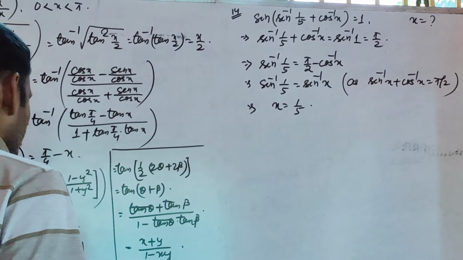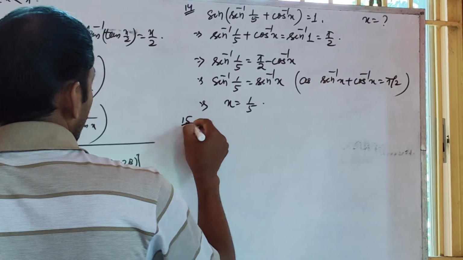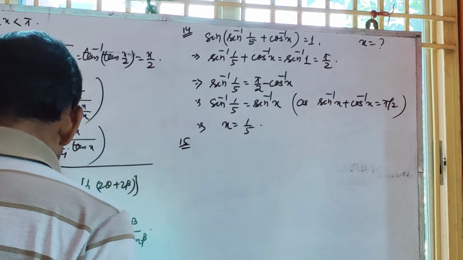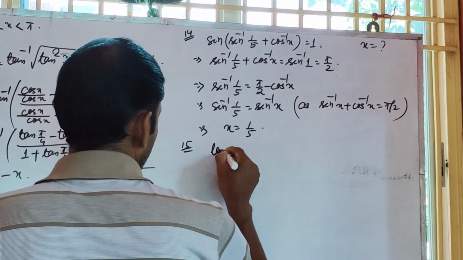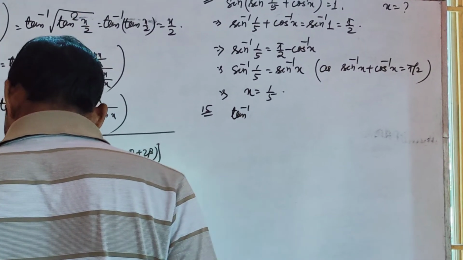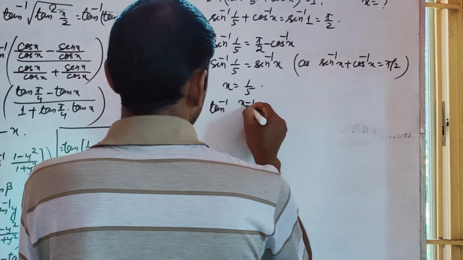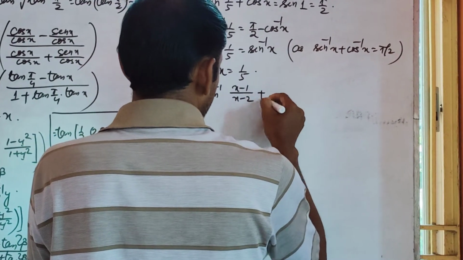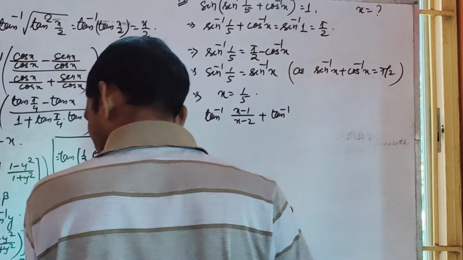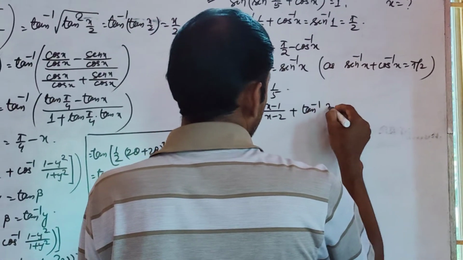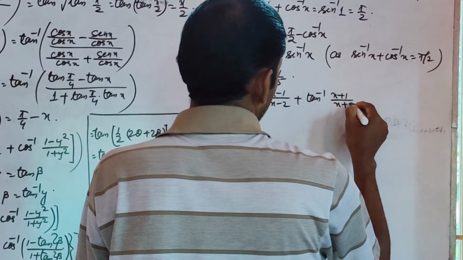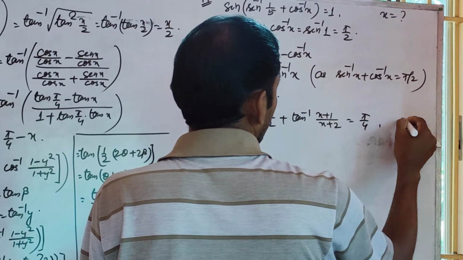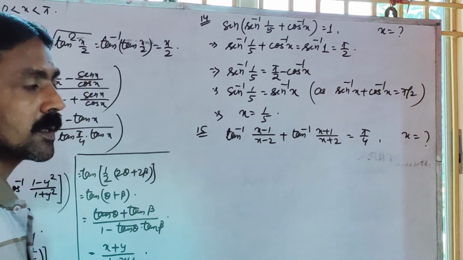Then question number 15. Here also the same kind of equation. Find the value of x: tan inverse x minus 1 by x minus 2 plus tan inverse x plus 1 by x plus 2 is equal to pi by 4. Then again, what is the value of x?